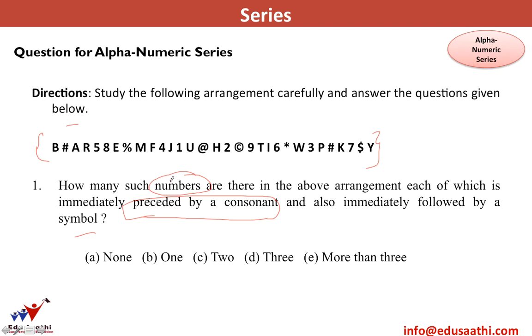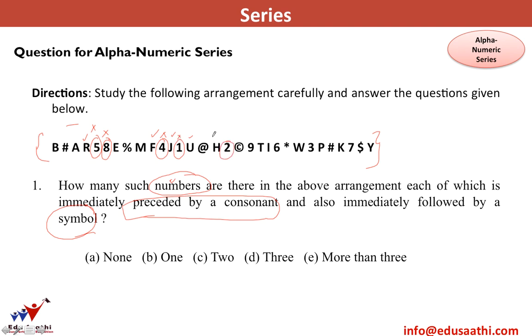So what we'll do is we'll list down the numbers first. I have 5 here. This is preceded by a consonant but not followed by a symbol. So this is not in my set. This 8 is preceded by a number. This goes wrong here. I have 4. F is a consonant but J is not a symbol. So this is also not true. I have 1. J is a consonant here, but it is not followed by a symbol, so this is also not true.